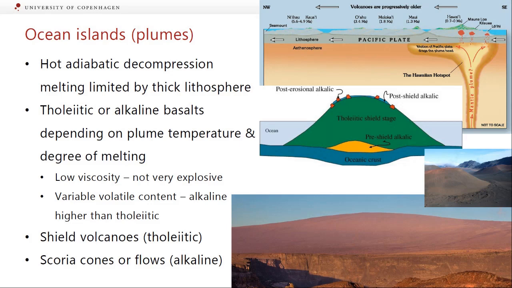From the tholeiitic volcanism we'll tend to get shield volcanoes, large amounts of low viscosity lava. For the alkaline stuff, we'll get flows, and going back to the stages of volcanism in Hawaii, we have the pre-shield alkalic and the post-shield alkalic, and these tend to be more lava flows. And then in the very late stages, where we're getting very small degree melts with lots of volatiles, we might get these scoria cones.